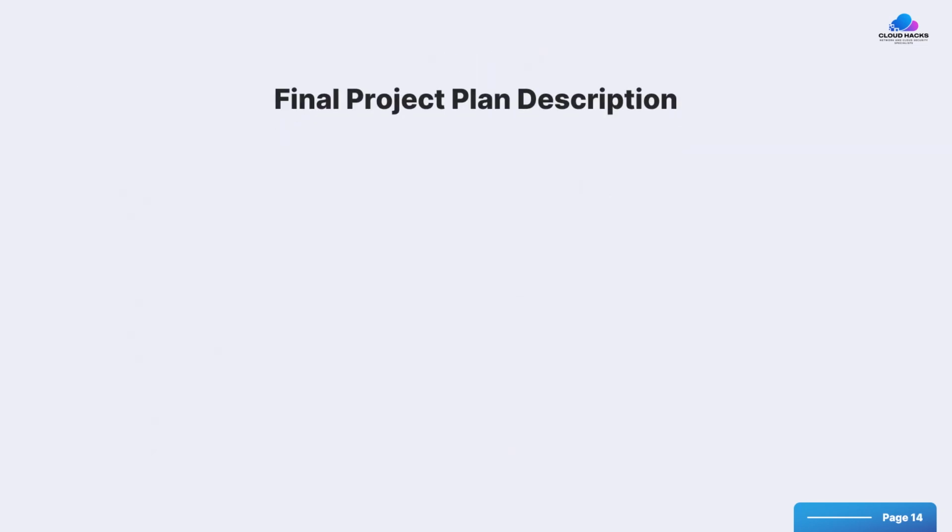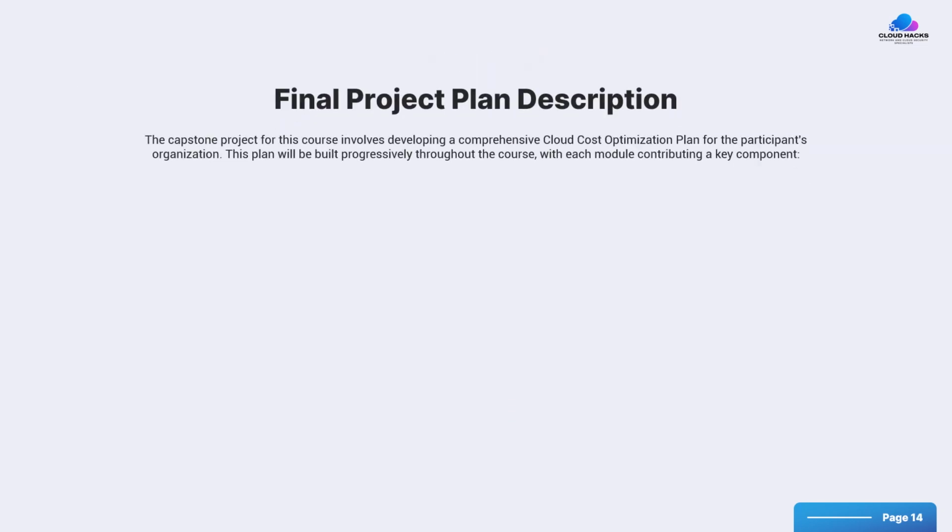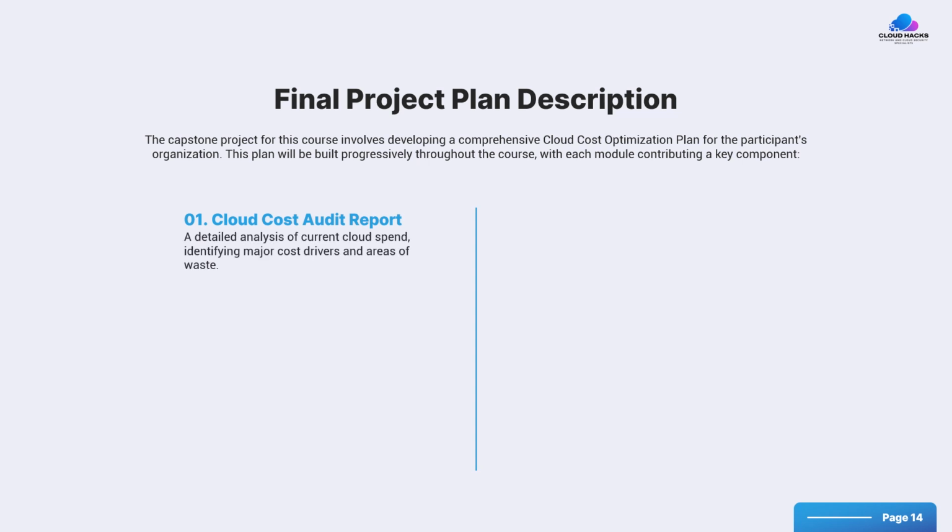Final project plan description. The capstone project for this course involves developing a comprehensive cloud cost optimization plan for the participants' organization. This plan will be built progressively throughout the course, with each module contributing a key component. 1. Cloud Cost Audit Report. A detailed analysis of current cloud spend, identifying major cost drivers and areas of waste.